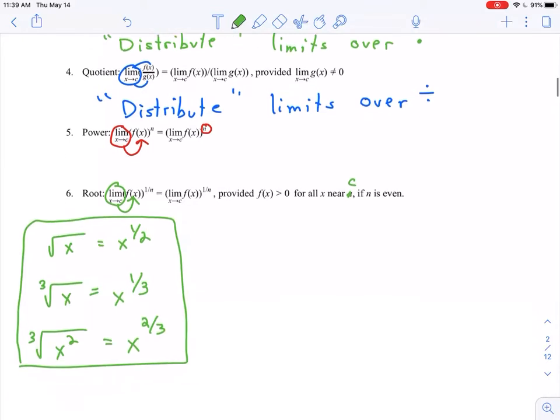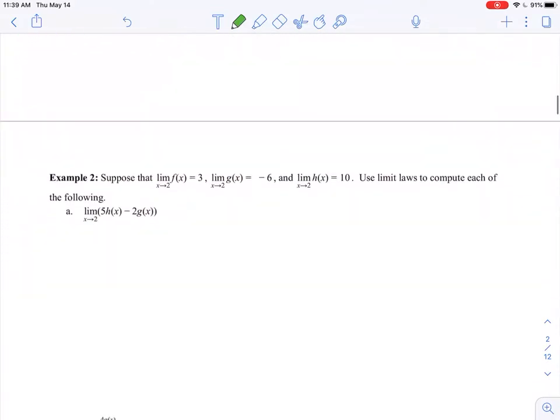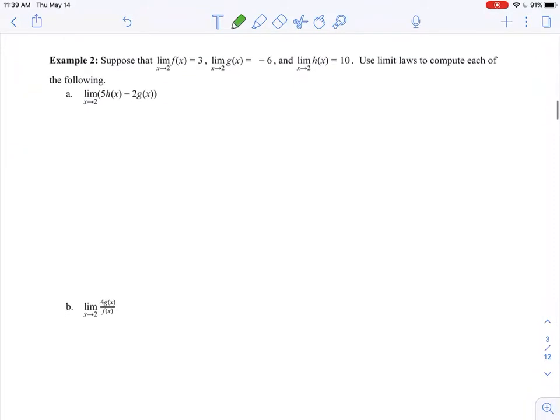So in this last example for this particular video, we're going to take a look at a couple of what I call mystery functions. Suppose that the limit as x approaches 2 of f of x is equal to 3, the limit as x approaches 2 of g of x is equal to negative 6, and the limit as x approaches 2 of h of x is equal to 10. We're going to use those limit laws that we just talked about to evaluate some of these limits. I don't actually know what f of x or g of x or h of x look like, but I do know the value of the limit at 2 for each one of those functions.